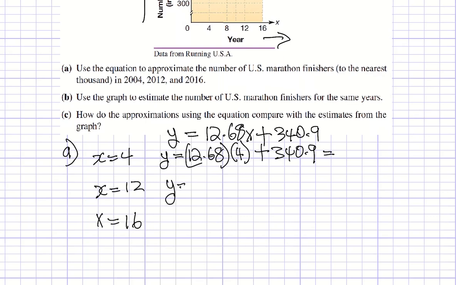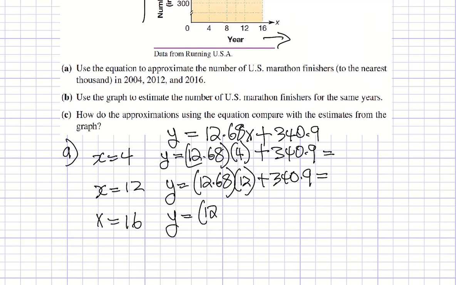So this one, y equals 12.68 times 12 plus 340.9. What would that be? This one, the same thing, y equals 12.68 times 16 plus 340.9 equals that. All right. So that's what they want you to do there in A. All right, so we'll smoke that out.